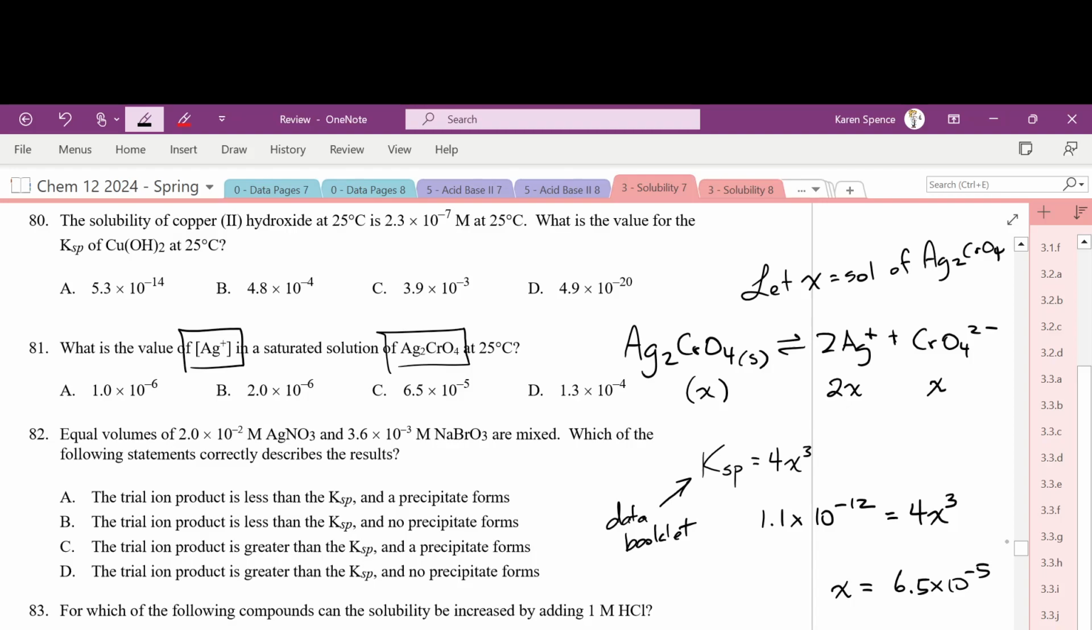And now we have to ask ourselves, is that what we were asked for? We were asked for the concentration of silver, which is 2x. So the concentration of Ag plus is 2x, which is 2 times 6.5 times 10 to the minus 5, which is 1.3 times 10 to the minus 4.